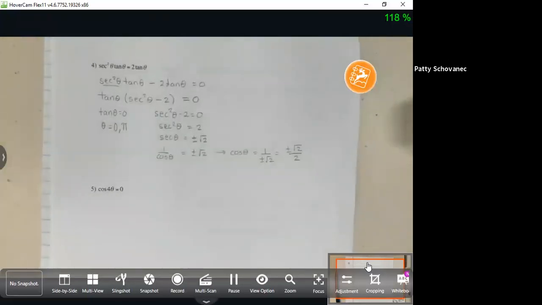The sine and cosine are both square root of 2 over 2 along the lines y is equal to x and y is negative x. That's at pi fourths, 3 pi fourths, 5 pi fourths, 7 pi fourths. So we get 4 solutions for that equation.